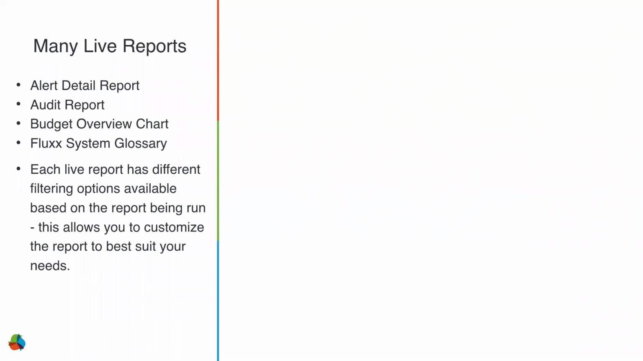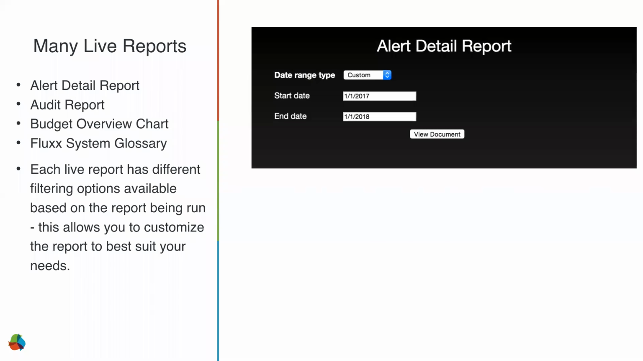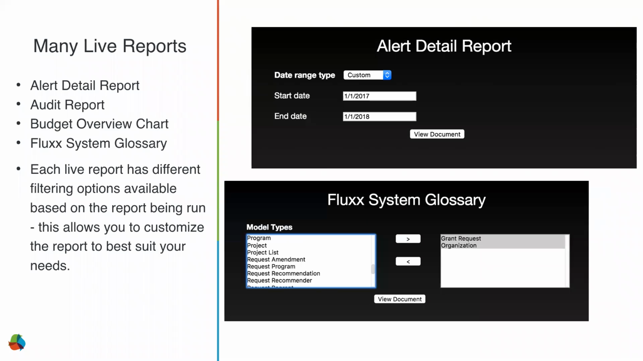Every live report has different hard-coded filtering options available. For instance, using the alert detail report, we see that we can select dates to gather data for. Or if we look at the Fluxx system glossary, we can see that we can choose different card types to see data about. Each of these reports has options like these dependent upon what kind of report it is and what kind of data it provides.